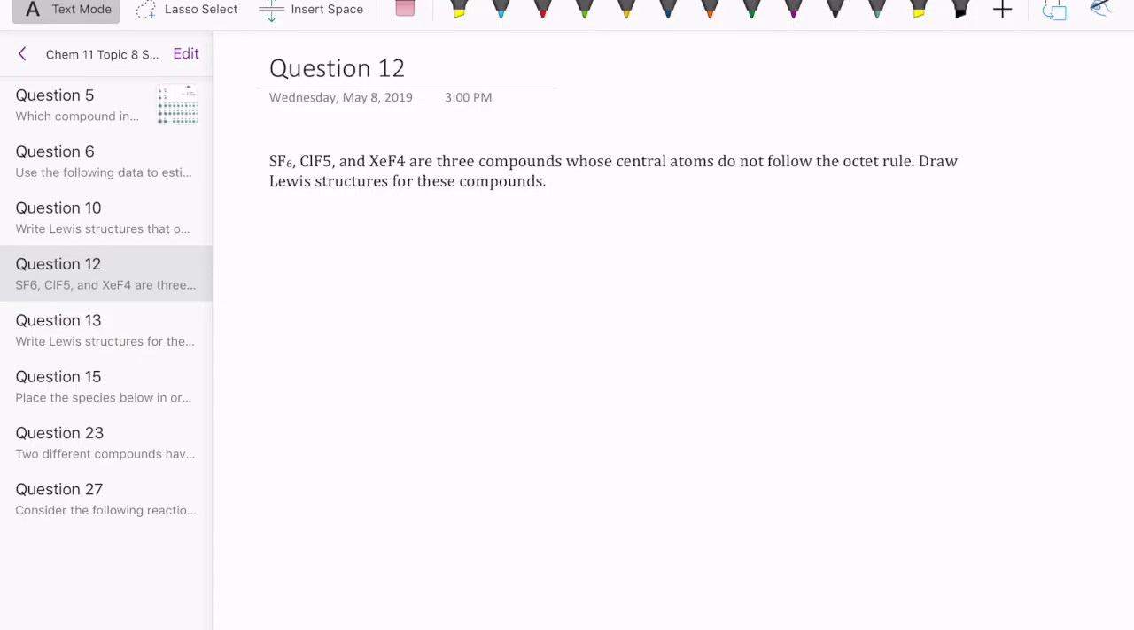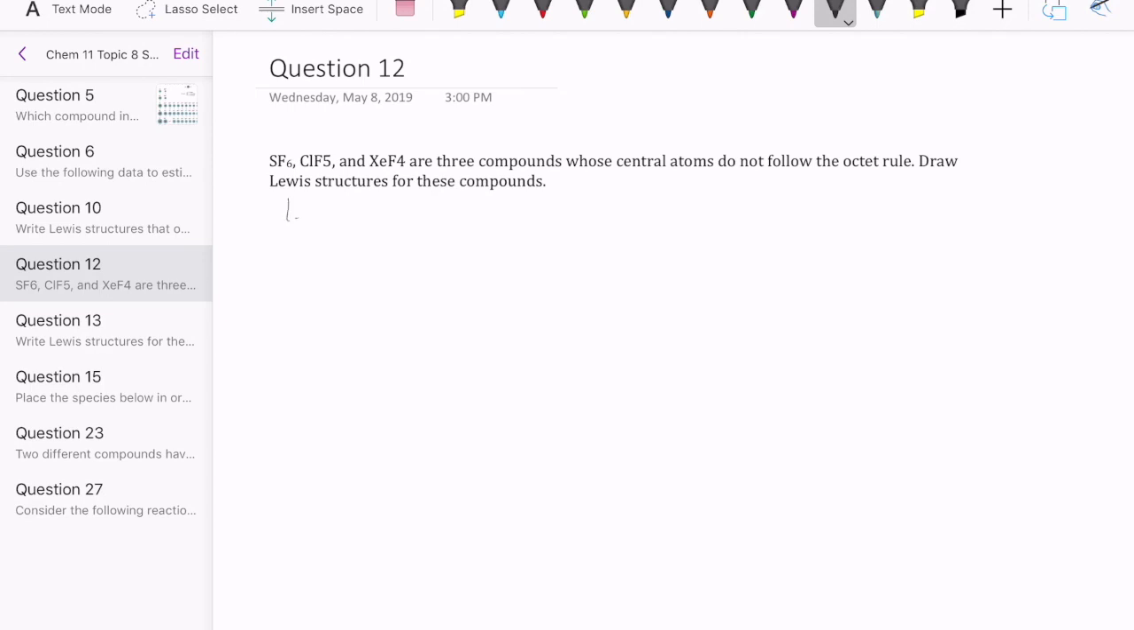Hi everyone, let's take a look at topic set 8 for Chem 11, question number 12. This is about drawing Lewis structures for compounds that violate or don't follow the octet rule. Just a quick reminder, there are three types of these exceptions that you might see.